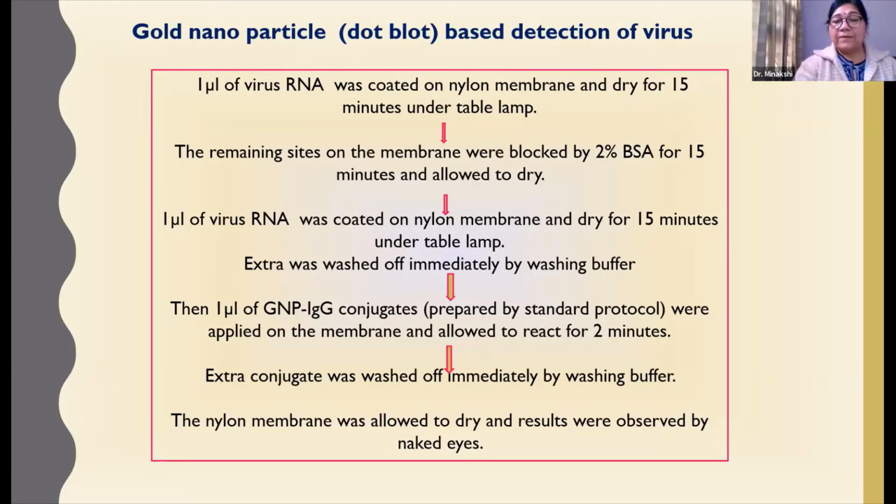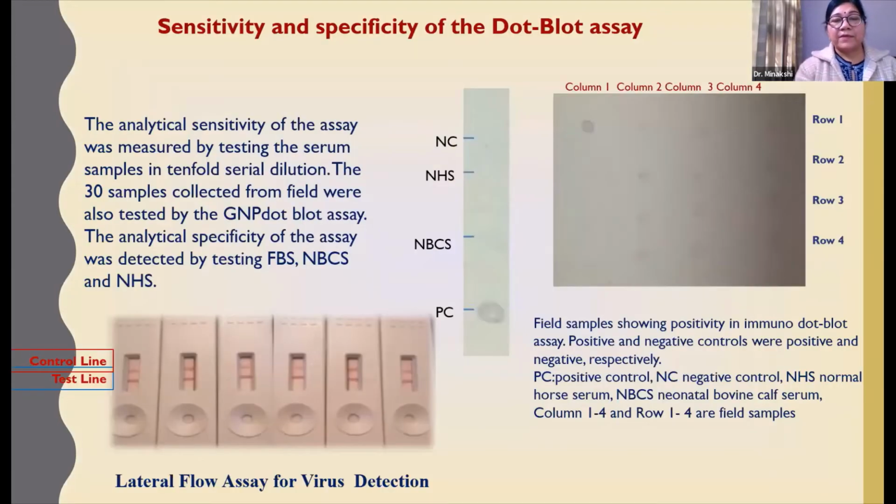So you can see the result with the naked eye. No specific instrument or anything else is required to see these visual changes. This membrane shows the negative control, so there is no reaction. The normal horse serum, meaning heterologous serum, we have added, and no cross reaction is there. Then the normal bovine calf serum, no reaction is there. This is the positive control, meaning antibodies are present against the FMD.